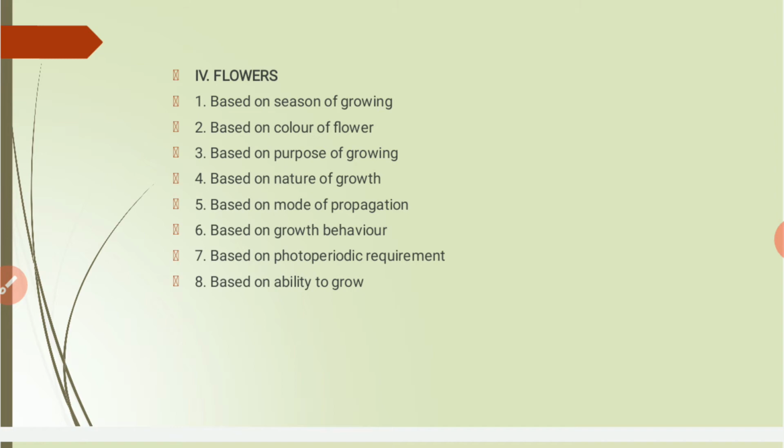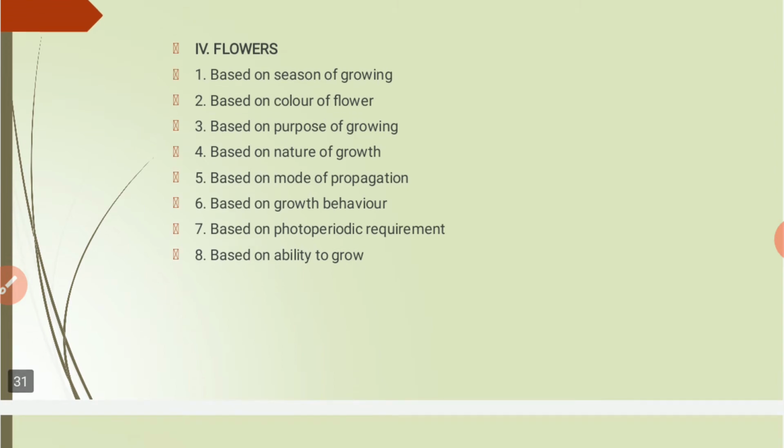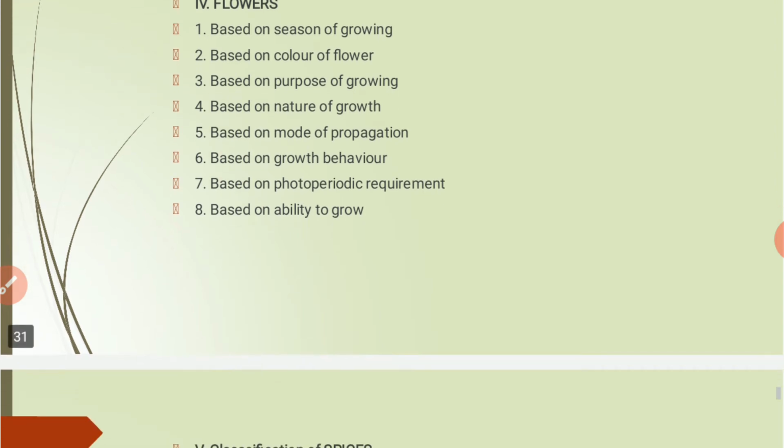Then the growth behavior. On the basis of this, again flowers are classified. Then photoperiodic requirement, that is long day plants, short day plants and day neutral plants. And based on the ability to grow, these flowers are again classified.